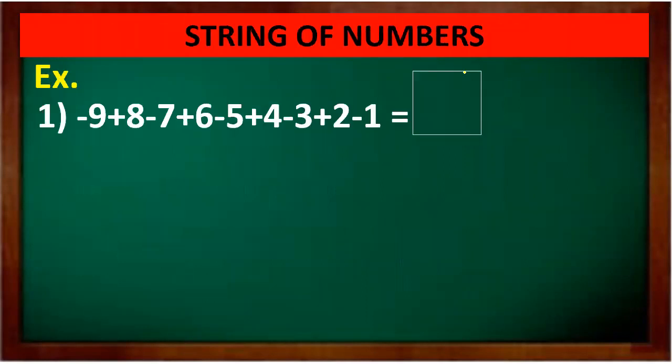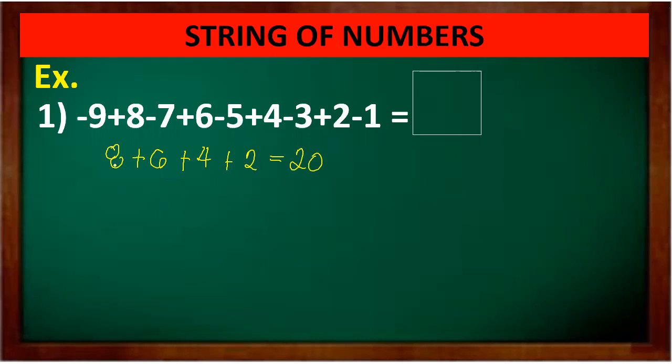Okay, for example, dito meron tayong string of numbers. So, ano yung first rule natin? Sabi sa first rule natin, combine like signs. So, let us all combine all the positive numbers. So, ano yung mga positive numbers dito? Meron tayong 8. Meron tayong 6. So, 8 plus 6 plus 4 and plus 2. So if you're going to add that, 8 plus 6, that is 14. 14 plus 4, that is 18. 18 plus 2, that is equal to 20.